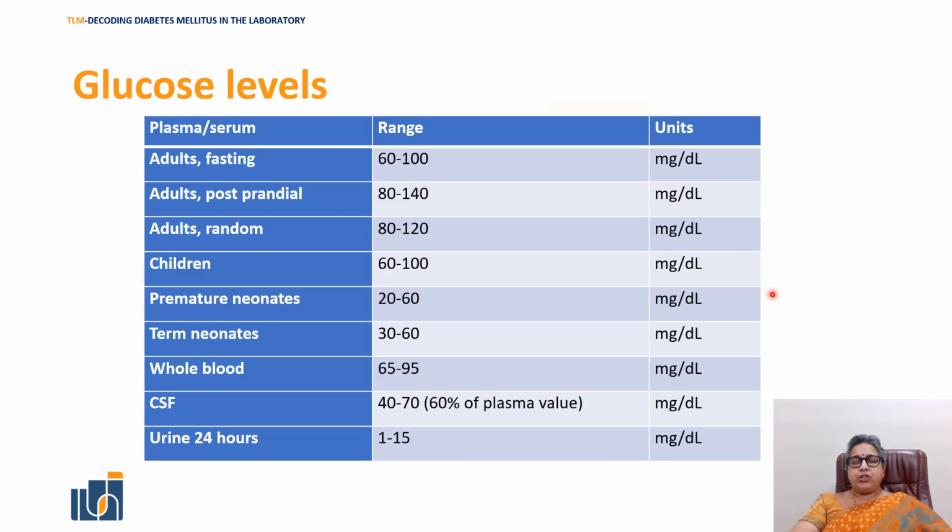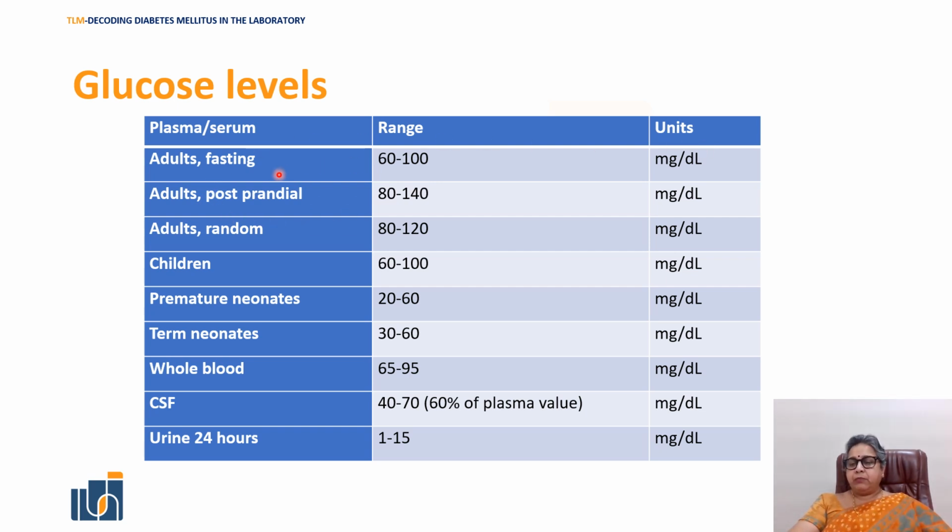Now, once you have measured it, we know that the normal biological reference range changes with age. So you have to give age-specific biological reference ranges wherever they are relevant. And in glucose, it is very relevant. Also, the patient condition. When are you collecting the sample of glucose? So a fasting glucose sample in an adult, the range is 60 to 100 milligram per deciliter.